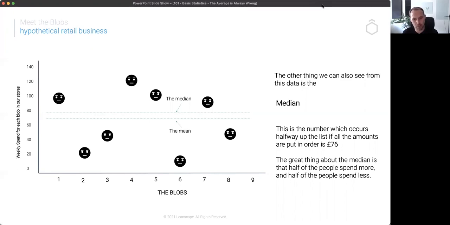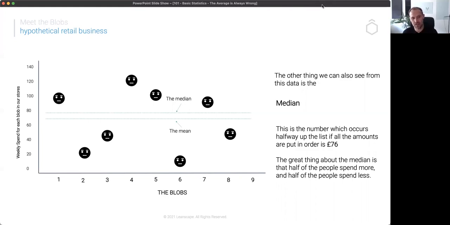So in this example, it's actually going to be about £76. What that means is that if we go halfway up the list, we hit this figure of 76. What is great about the median is that it basically is halfway. It's in the middle. So 50% of our people, in this example our blobs, are going to spend more, and 50% of our people from the blobs are going to spend less in this particular example as well. So this is what we're looking for, the median here, so the 76.